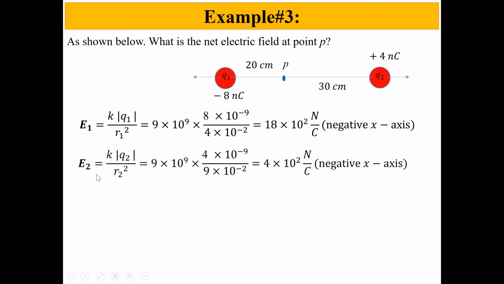The same procedure for E2, you will get 4 times 10 to the power 2 Newton per Coulomb. But for the direction here, you have positive and positive, so it will be repulsion, and the repulsion of this test charge will be all the way to the negative x-axis. So from here, E1 and E2 have the same direction. Therefore, we can say the net electric field equals E1 plus E2, and the direction is to the negative x-axis.